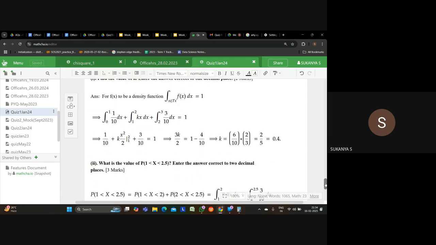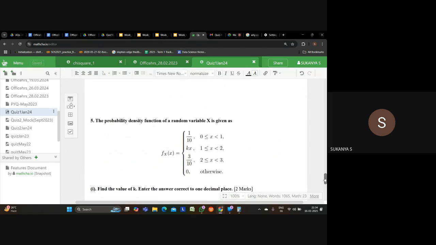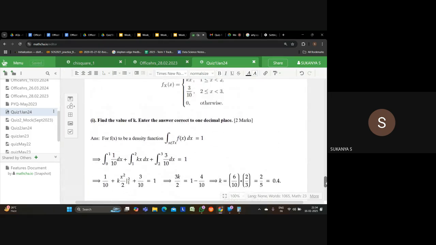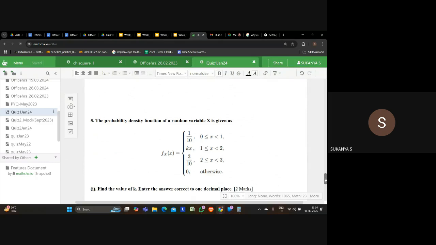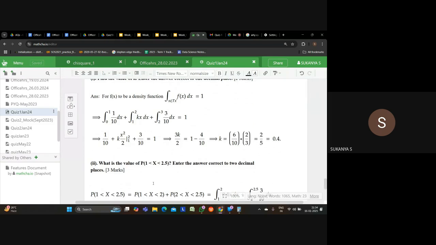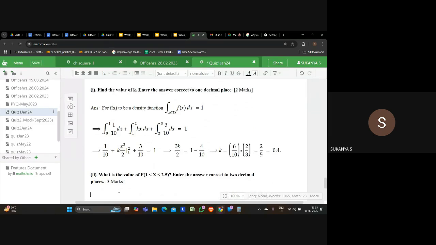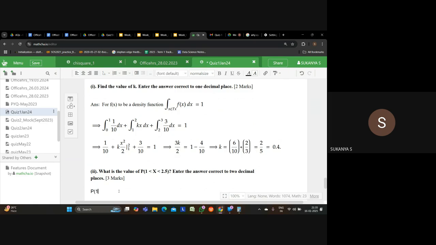And what is the last part? The last part says probability of 1 less than x less than 2.5. So how do we split this interval? 1 less than x less than 2.5 it is. So how do we split this? Split this interval first. Probability of 1 less than x less than 2.5. What do we do?